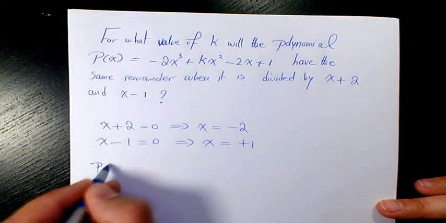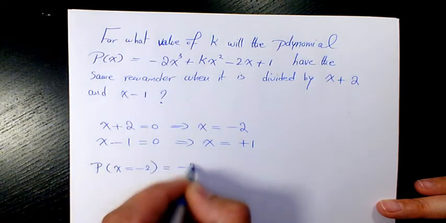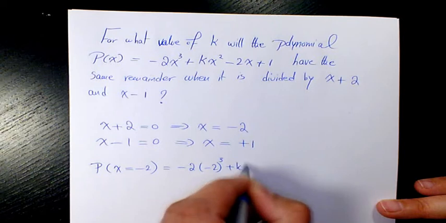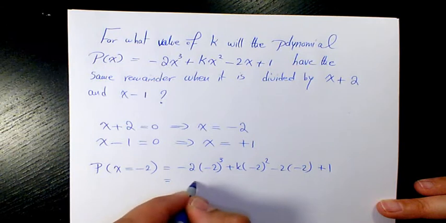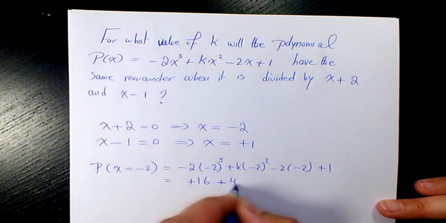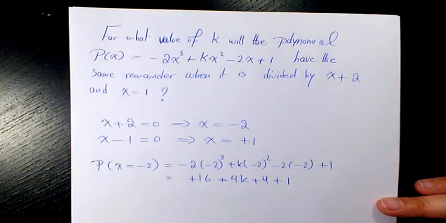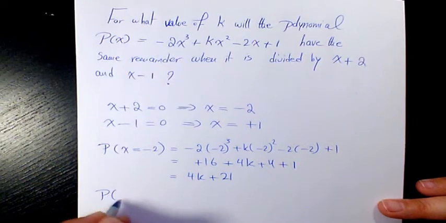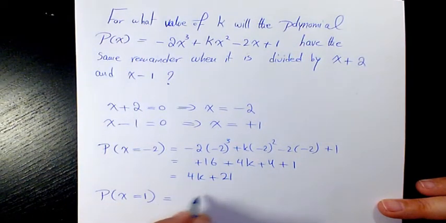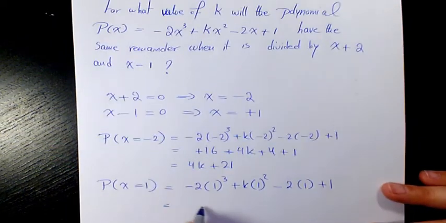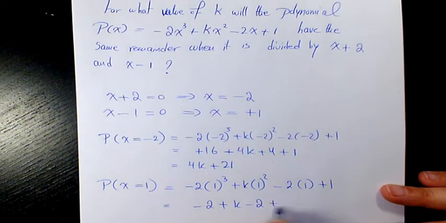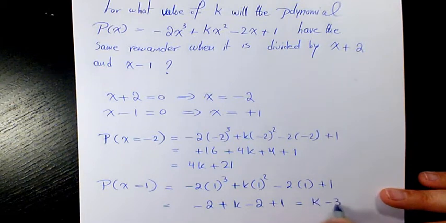So we sub it in both of them. With x equals negative 2, that's going to be negative 2 to the power of 3 plus k times negative 2 to the power of 2 minus 2 times negative 2 plus 1. That's going to be positive 16 plus 4k plus 4 plus 1, which is going to be 4k plus 21. And the other one is going to be p of 1. That's going to be negative 2 times 1 to the power of 3 plus k times 1 to the power of 2 minus 2 times 1 plus 1. That's going to be negative 2 plus k minus 2 plus 1. That's going to be k minus 3.